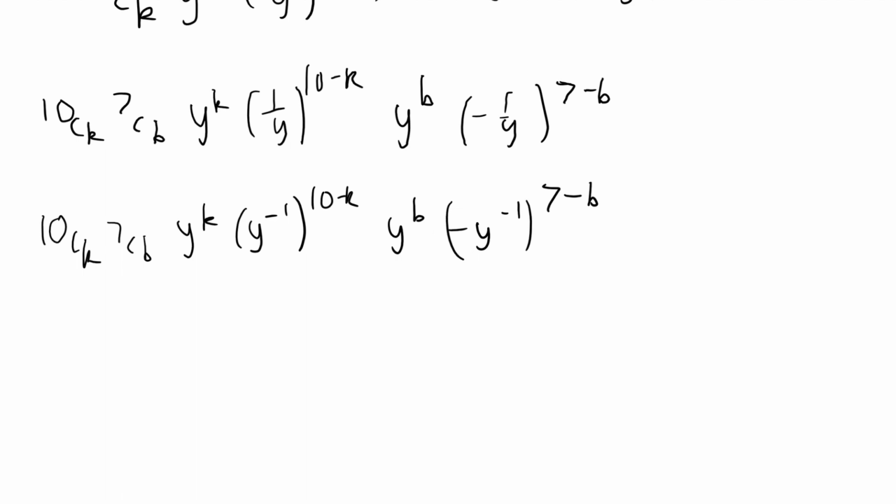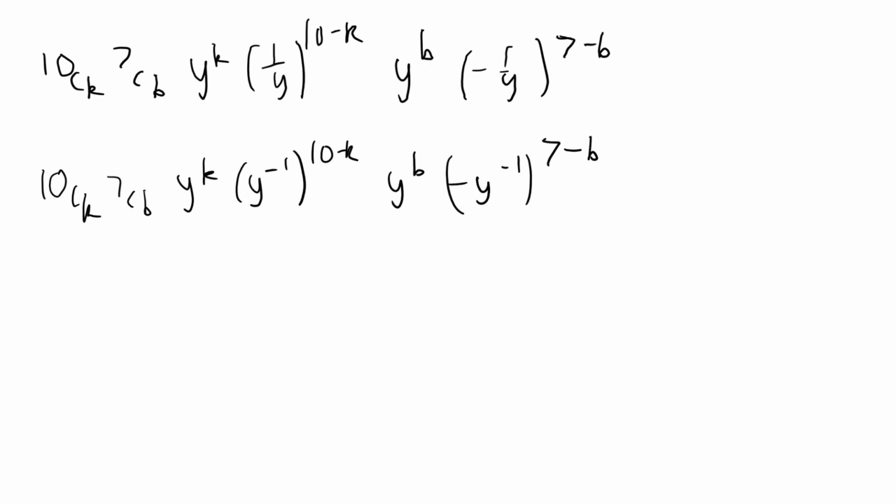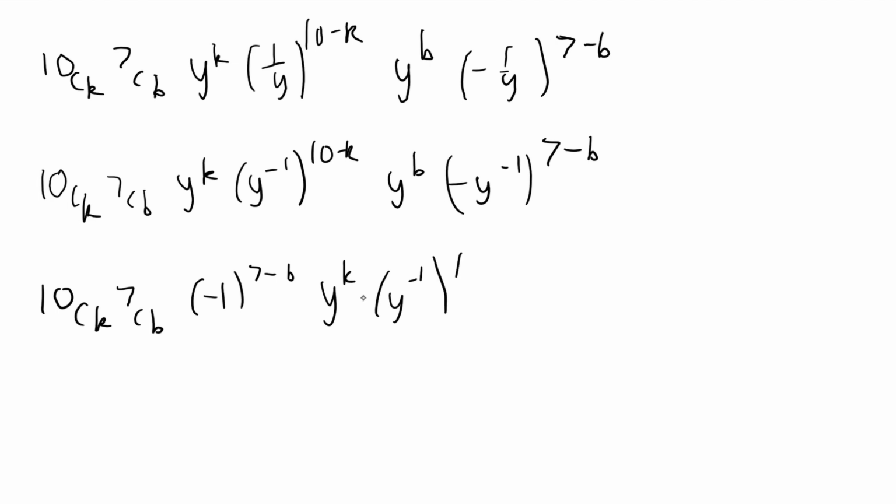Also, what I really don't like is this negative symbol here. So what I'm going to do is take out that negative symbol and copy these terms again. So we're going to do 10 choose k times 7 choose b, and then I'm going to take out this negative symbol here, minus 1 to the power of 7 minus b, and then we're just going to copy these terms again, y to the k, y to the minus 1, 10 minus k, y to the b, and then since the minus is gone we can do y to the minus 1 to the 7 minus b.